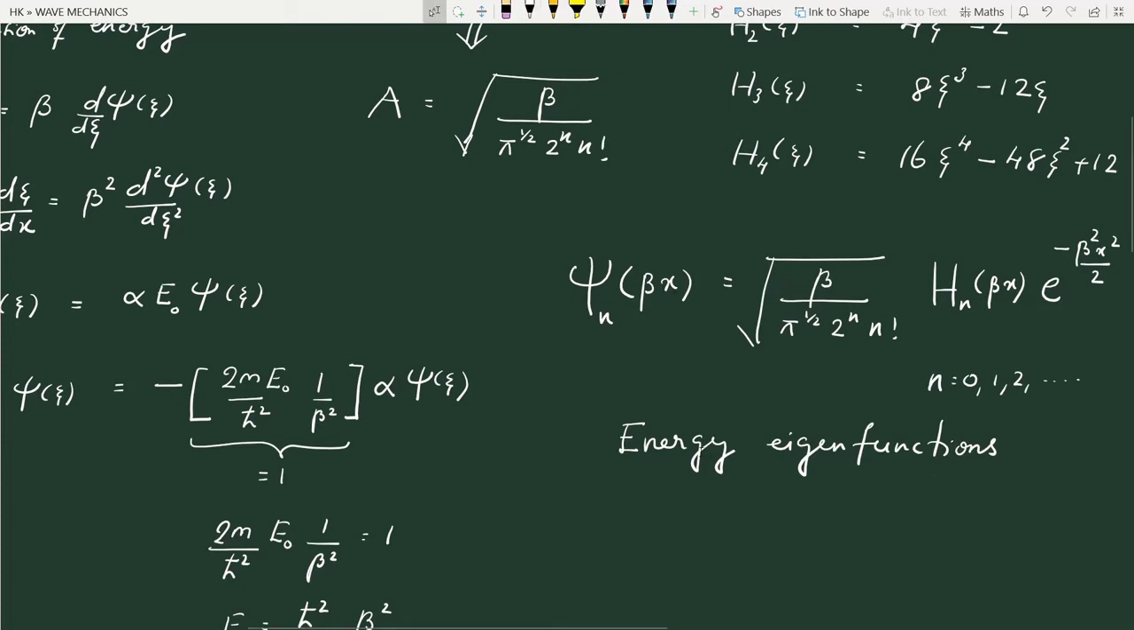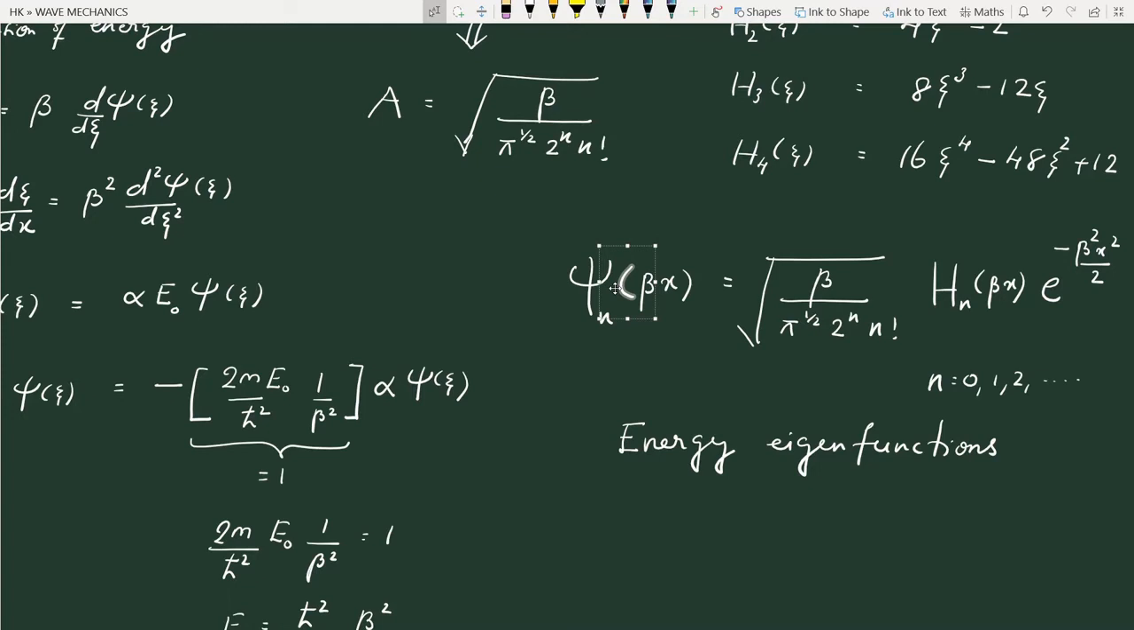Energy eigenfunctions, in the sense that these are the eigenfunctions of the Hamiltonian operator. Remember that the time independent Schrodinger equation is an eigenvalue equation of the Hamiltonian operator. So the solutions are energy eigenvalues and eigenfunctions of the Hamiltonian operator. In short form we call them energy eigenvalues and energy eigenfunctions.